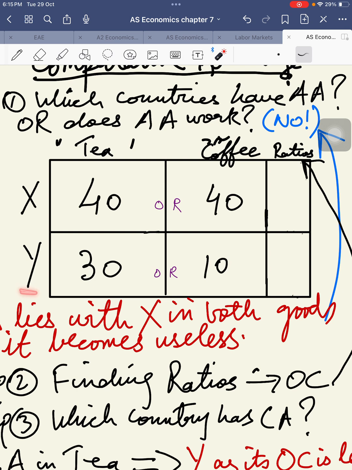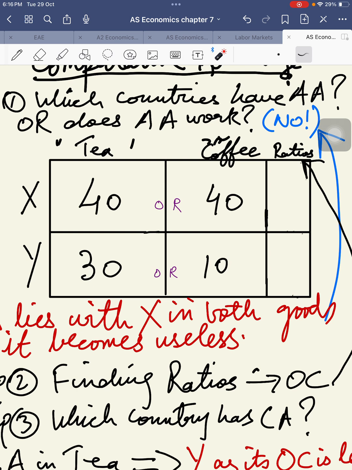While if country Y uses all its resources in the production of tea, it will produce 30 tea, and if country Y uses all of its resources in the production of coffee, it will produce 10 coffee. Right? Now, that is why I've written "or" here. Either country X will produce 40 tea or 40 coffee with all its resources. Obviously, you don't need to write this. I've just written this so that you can understand what this table means.